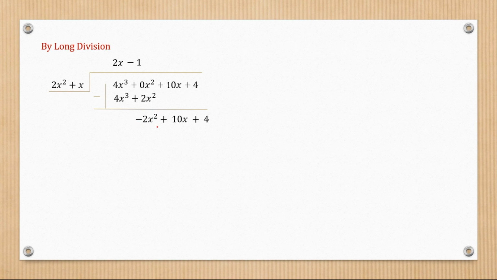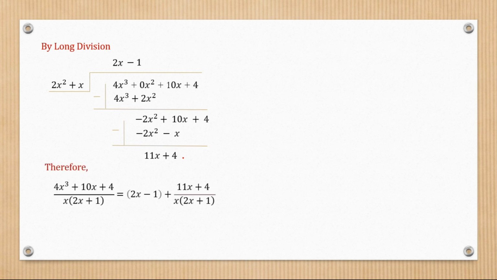Since we're going to divide again, negative 2x squared divided by 2x squared is going to be equal to negative 1. Negative 1 times this is going to be equal to negative 2x squared minus x. When we subtract that again, we're going to have 11x plus 4. Now this and this cancel, and we'll have 10 plus x, which is 11x, then 4. So now writing this as a mixed fraction, our fraction is equal to 2x minus 1 plus 11x plus 4 over x into 2x plus 1. This is our mixed fraction form.